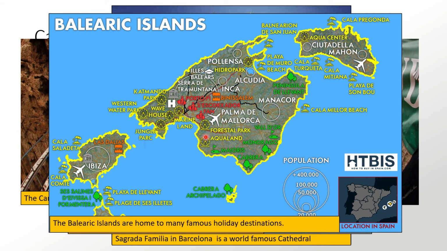And you can see that there are all sorts of tourist attractions on the islands. Aqualand, the Forestal Park, Marine Land, Jungle Park, all sorts of things for people to go and see and do. Having a few examples of these is really useful for your answers. So Spain is a beautiful, varied, interesting, sunny location, and for that reason, it attracts people to go on holiday.